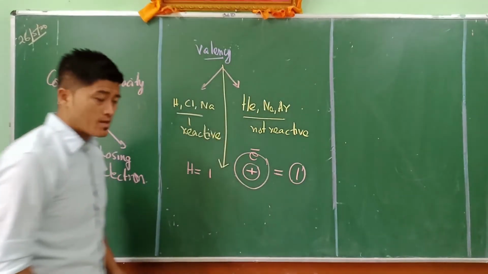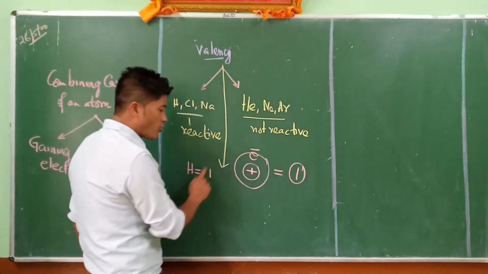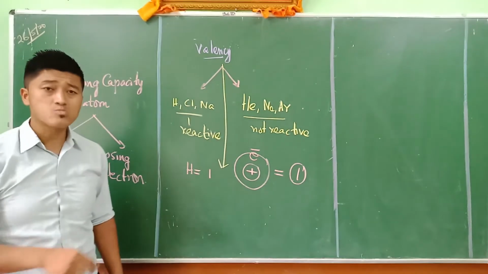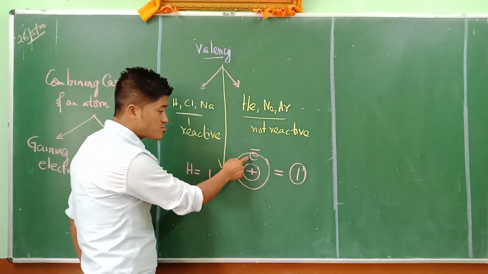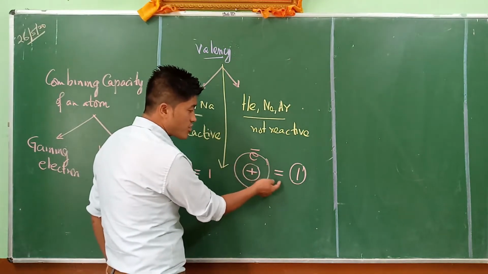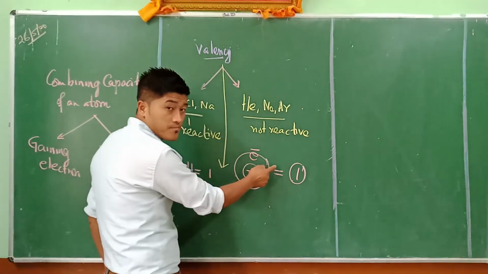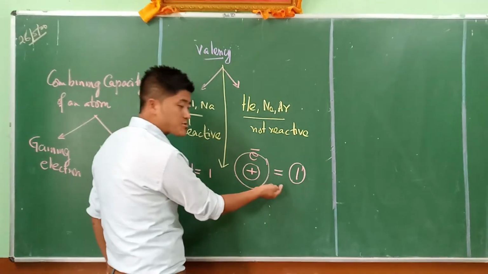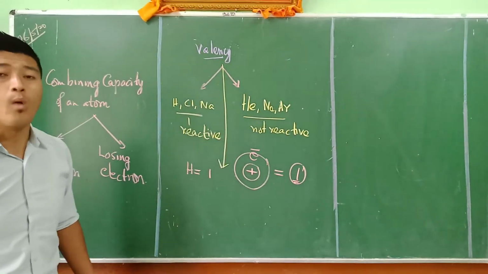Is that clear? So this hydrogen, in order to become stable, as we always say that all the elements always want to become stable, will try to bring one more electron. Is that clear? To make this 2 here. So how many electrons are they trying to bring? 1 electron. That is why our valency is 1.